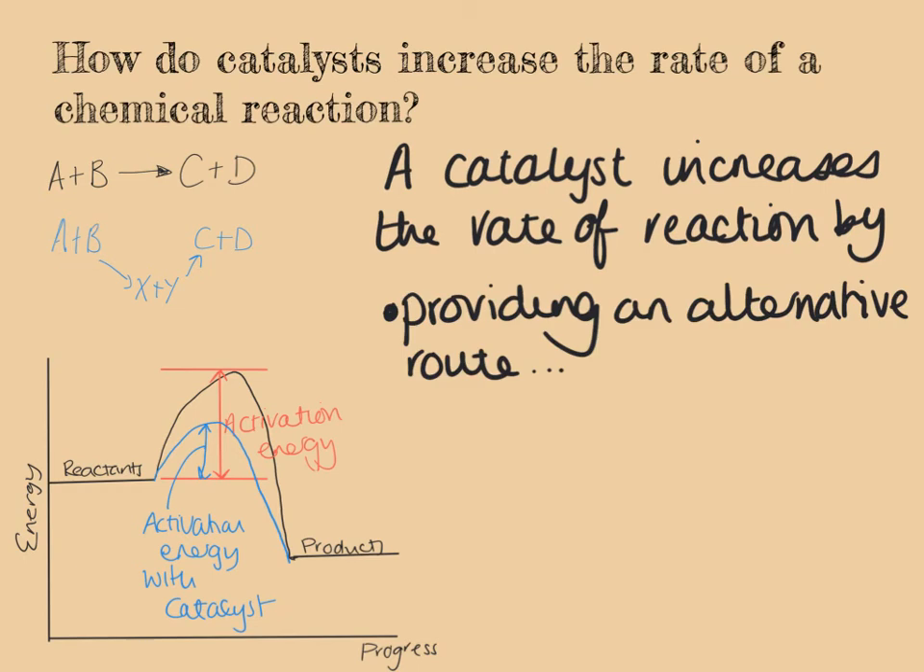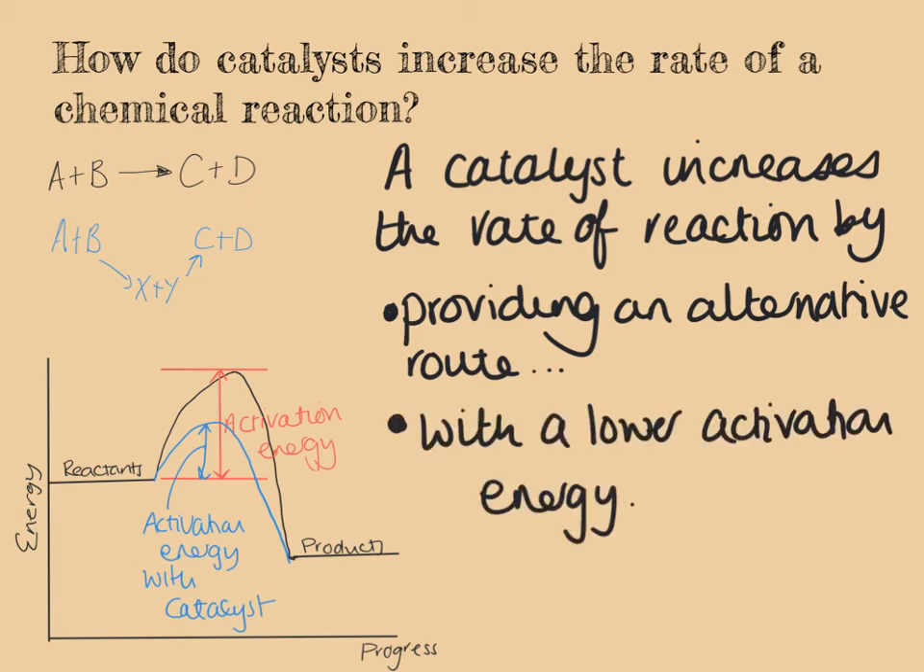So that's this, we're going via something else before we get to a final product, with a lower activation energy. So this route only has this activation energy from here to here. The original route has this activation energy. So there's two parts to your answer as to what a catalyst does. It increases the rate of reaction by providing an alternative route with a lower activation energy. If you learn those two phrases, put those in your exam answers, then you should be fine.